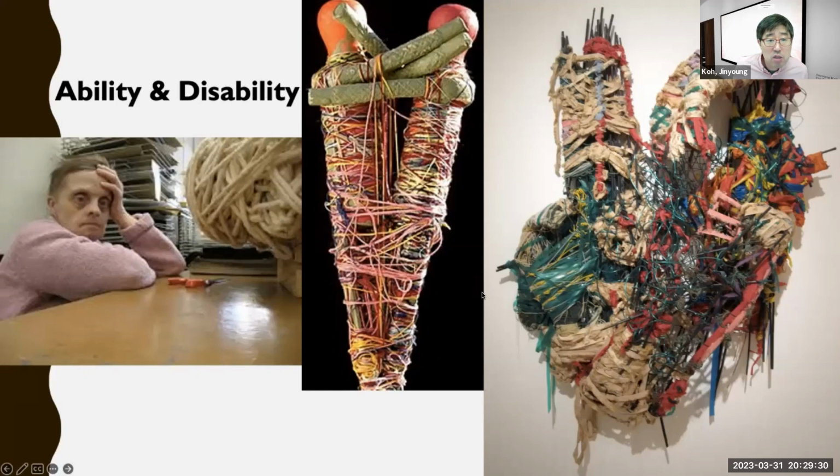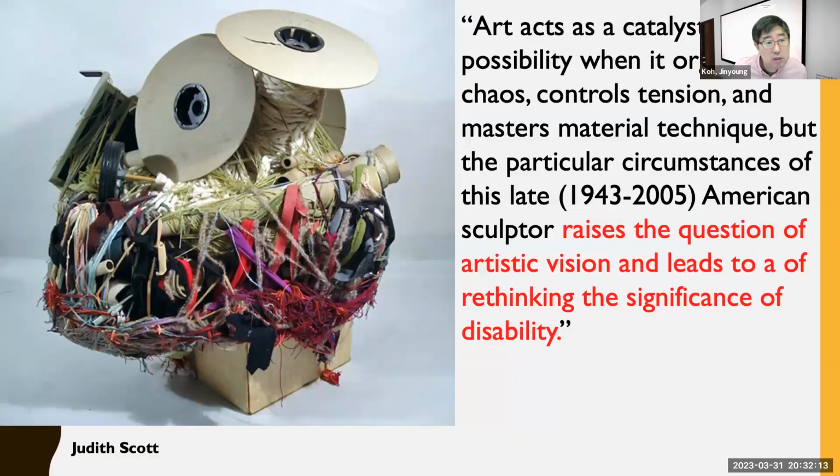It was a great conversation and discussion for my students to discuss ability versus disability. We all have ability and disability in different situations. And we don't limit someone's disability to do something. There's value in sharing Judith Scott's works in classroom settings. And there's a quote: art acts as a catalyst for possibility when it organizes chaos, controls tension, and masters material technique. But the particular circumstances of this late American sculptor raise the question of artistic vision and lead to rethinking the significance of disability.